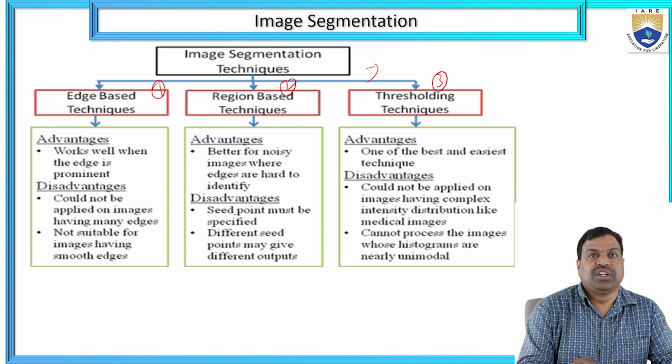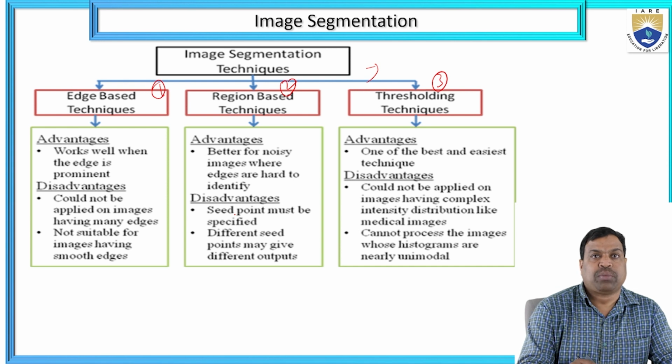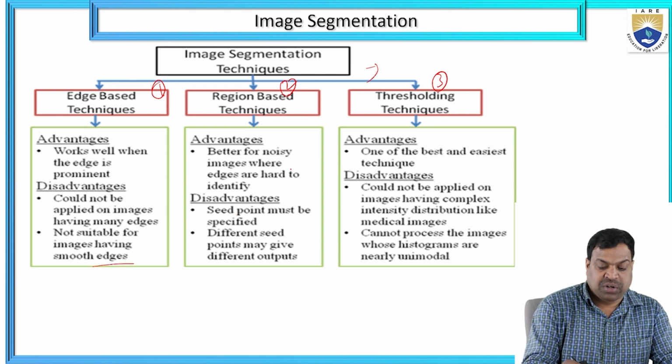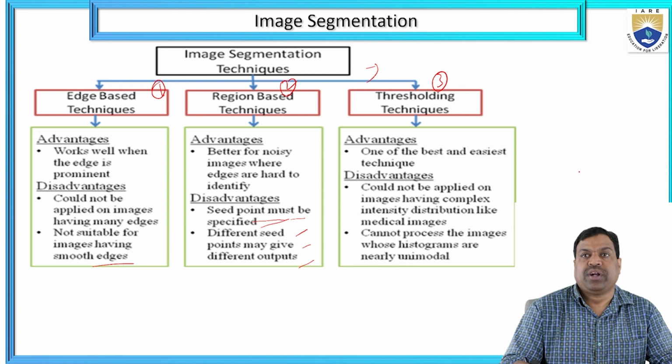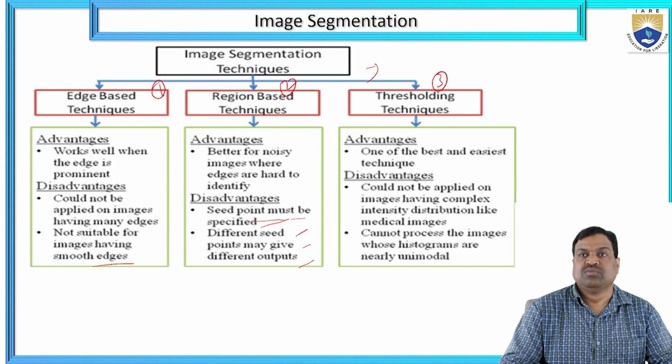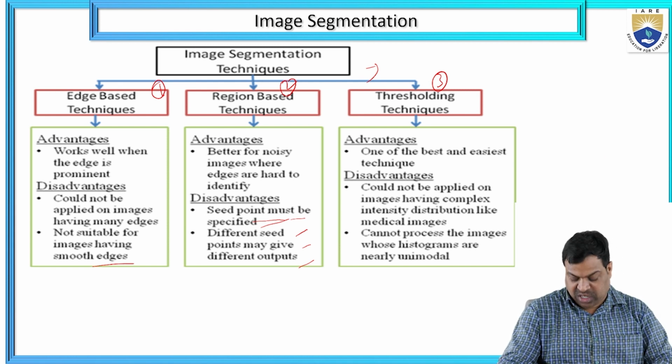But what are the disadvantages of the edge-based technique? It could not be applied on images having many edges, and it is not suitable for images having smooth edges. When you go for the region-based technique, the seed point must be specified, and different seed points may be given at different points. The thresholding technique could not be applied on images having complex intensity distribution, like medical images, and cannot process images whose histograms are nearly unlimited.